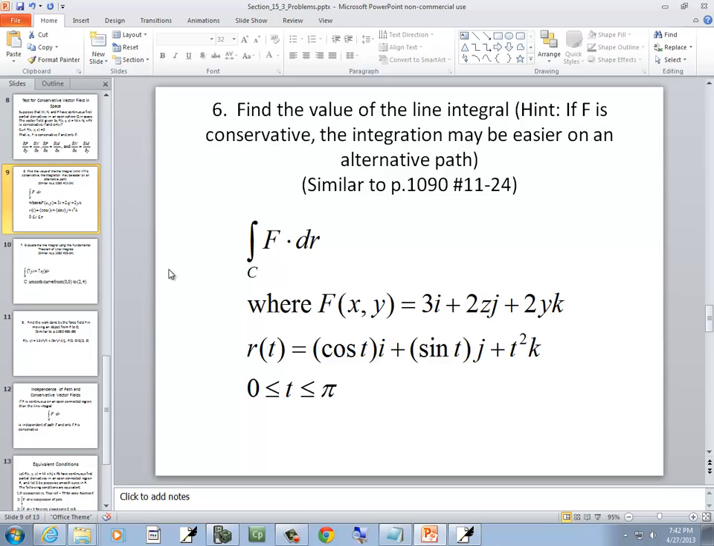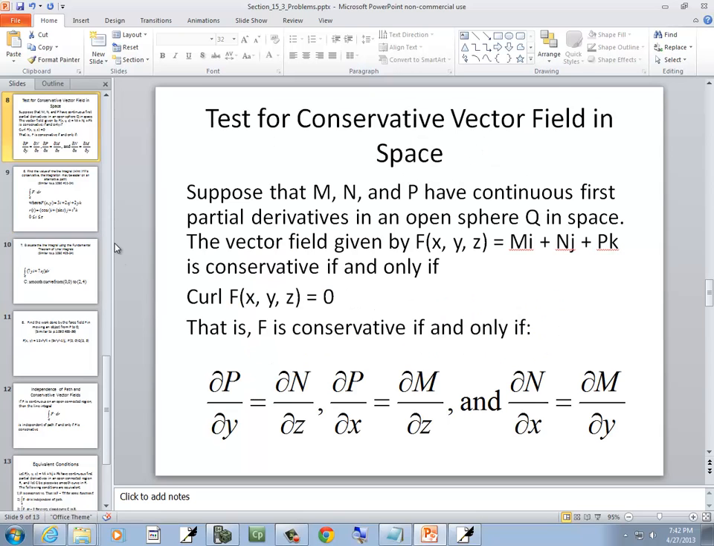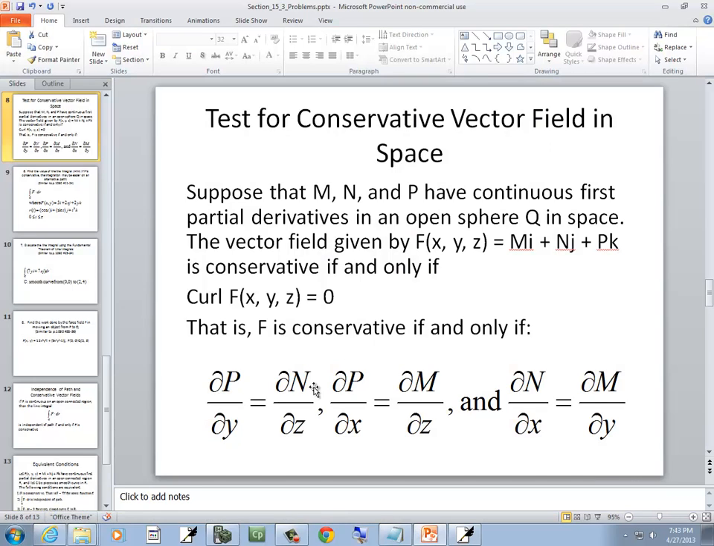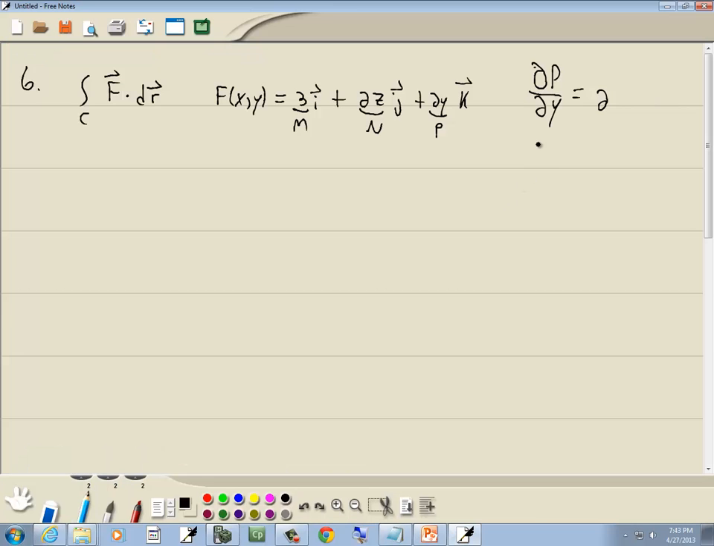And let's go back up here. Things we want to check. Partial of P with respect to y. So we want to check the partial of P with respect to y. Well, here's y. The partial derivative of this with respect to y would give us 2. And we want to compare that against partial of N with respect to z. N is right here, with respect to z would give us 2. So these check. They're both equal.